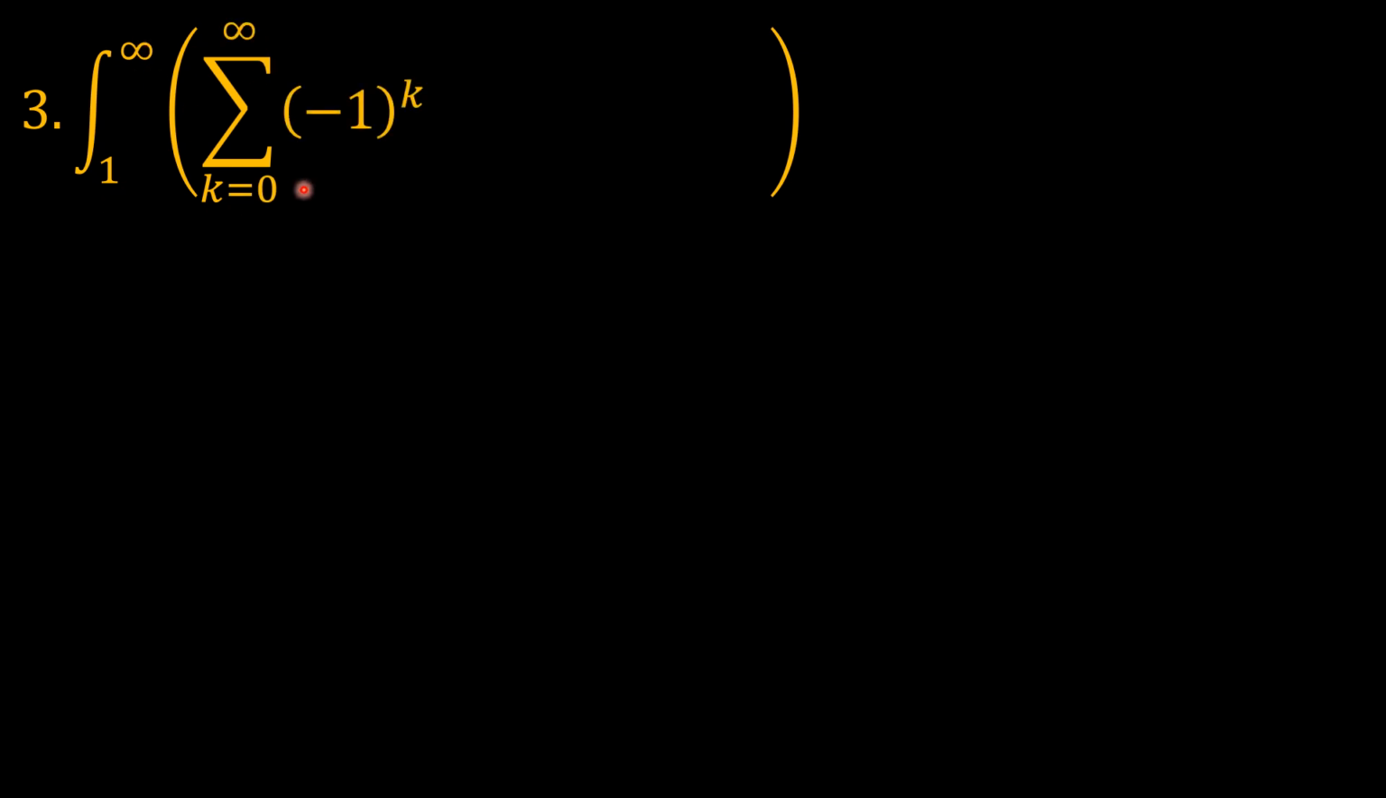On to problem number 3. This is certainly a very interesting problem. A definite integral from x equals 1 to x tending to infinity of the inverse of the square of the summation from k equals 0 to k tending to infinity of negative 1 to the k times the maximum between either 0 or x minus k. So this is interesting. Now, what is this complex stuff under these brackets?